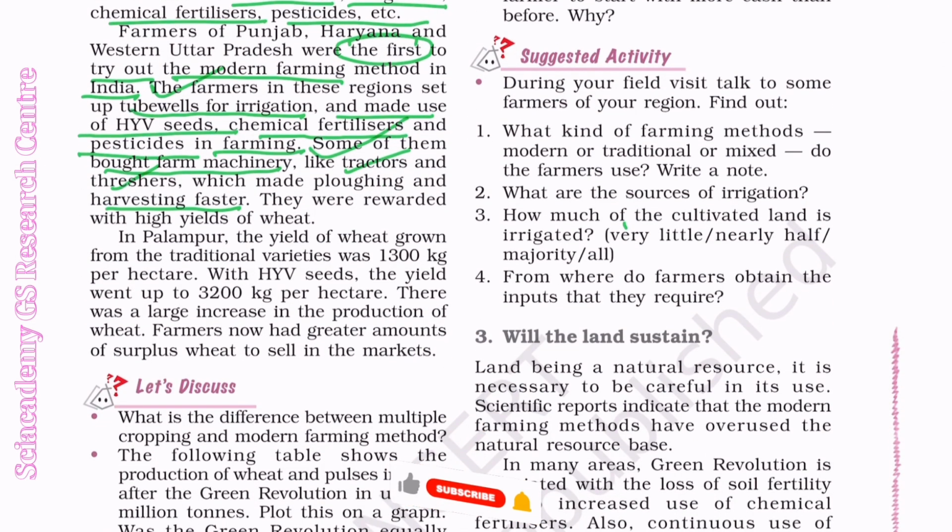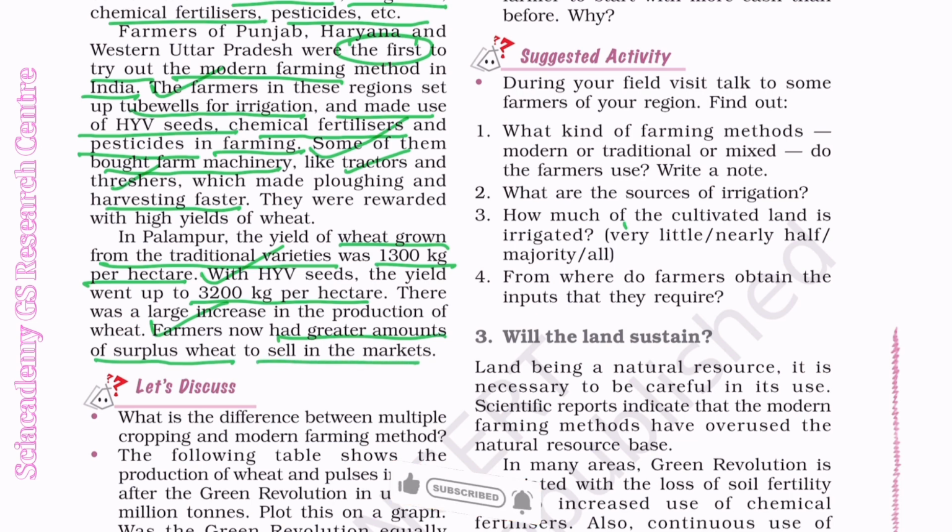In Palampur, the yield of wheat grown from the traditional varieties was 1300 kg per hectare. With HYV seeds, the yield went up to 3200 kg per hectare. There was a large increase in the production of wheat. Farmers now had greater amounts of surplus wheat to sell in the markets.